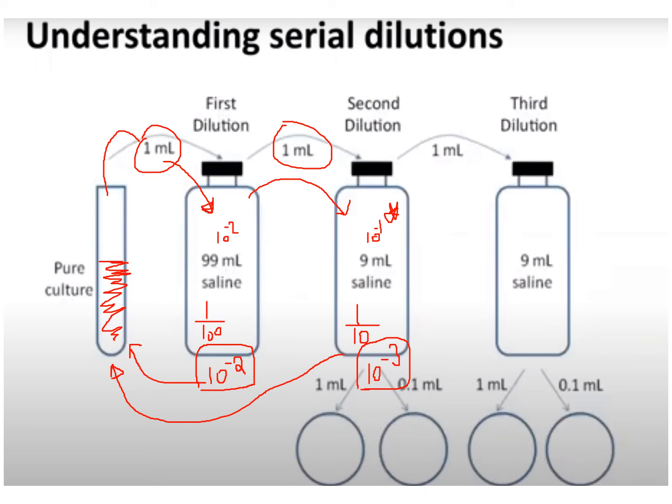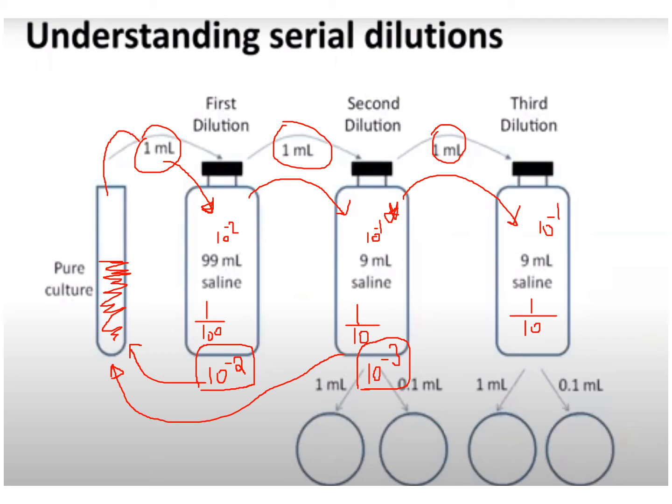Okay, so not done yet. From this second dilution test tube, I went ahead and took another mil. So again, I took 1 mL, and I also added it this time to 9 milliliters of saline. So what's 1 plus 9? Well, that's 10. So again, that's another 10 to the negative 1.